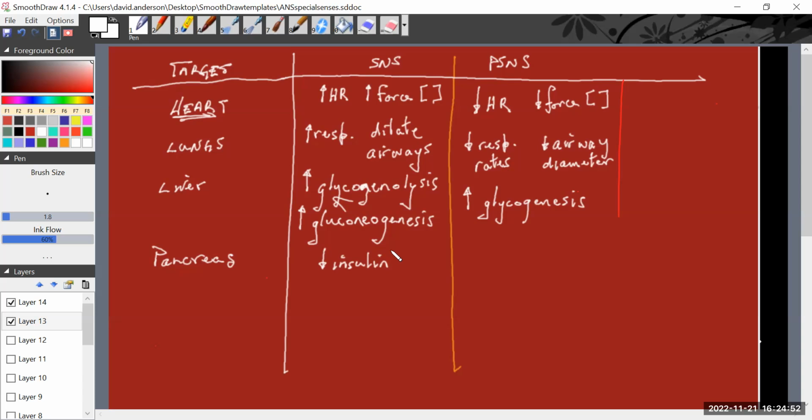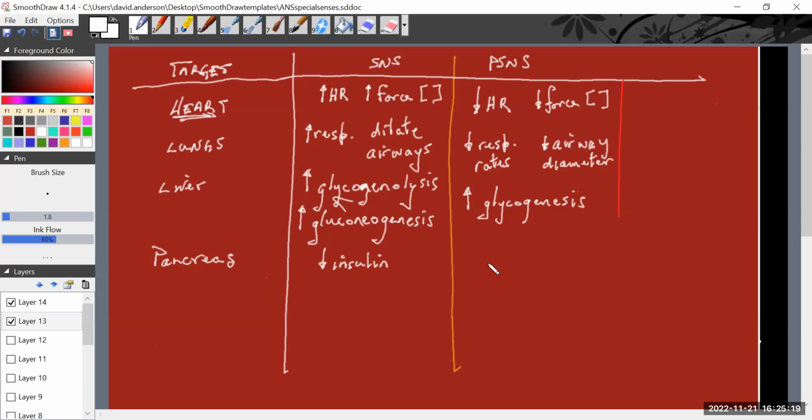So there's no opposite for gluconeogenesis, or is it also glycogenesis? No. Gluconeogenesis is making new glucose from amino acids or fatty acids. So the sympathetic will cause that to increase, and if we're in parasympathetic, that's just not going to happen. Okay, thank you.